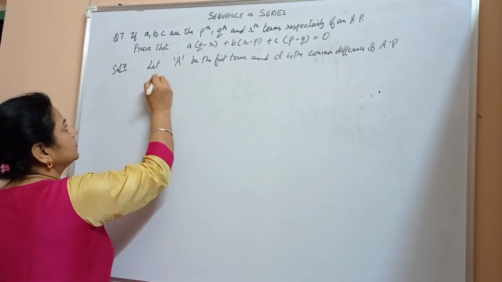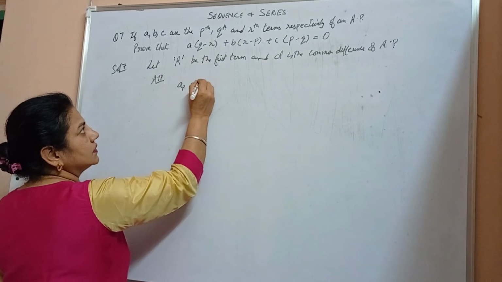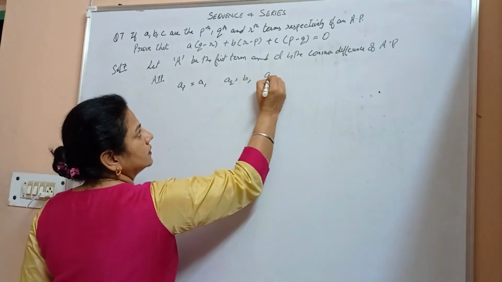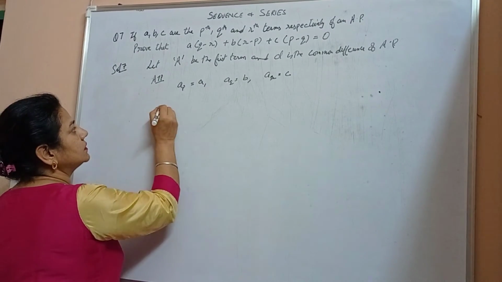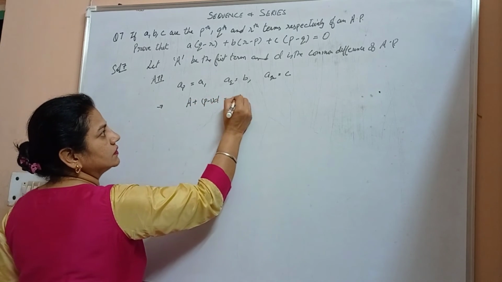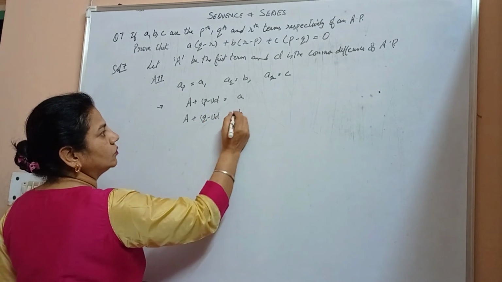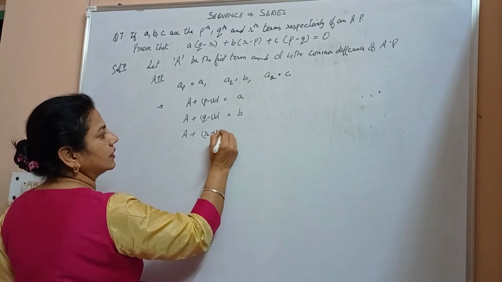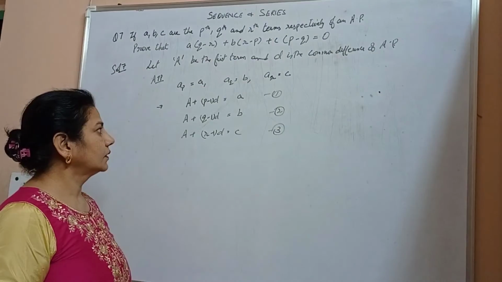Then according to the problem, the pth term is A, the qth term is B, and the rth term is C. This implies the pth term is A plus (p minus 1)D, the qth term is A plus (q minus 1)D equal to B, and A plus (r minus 1)D is equal to C. This is my first equation, second equation, and third equation.